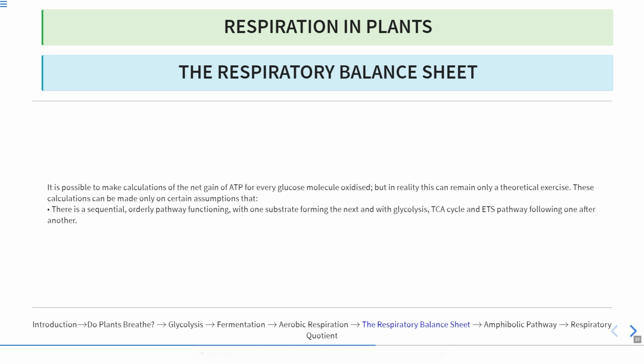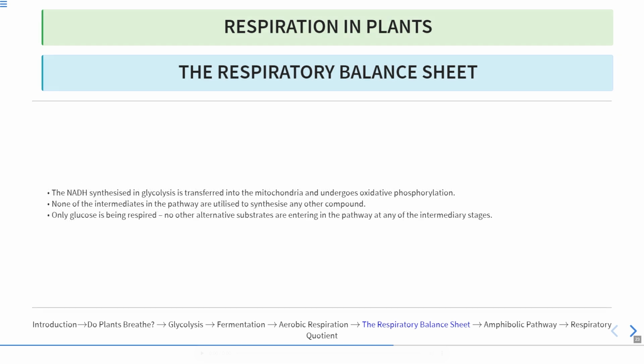It is not going here and there, because for every step, the product that is formed is coupled with some other reaction also. We will study the amphibolic pathway, then you will understand. But we assume that at that one particular time, this whole series of reactions is taking place as it is. So there is a sequential, orderly pathway functioning with one substrate forming the next, with glycolysis, tricarboxylic acid cycle, and electron transport system pathway following one after the other. So this is the sequence of reactions that is taking place.